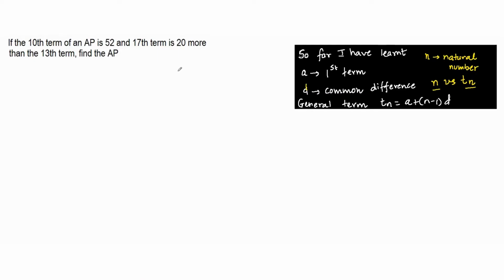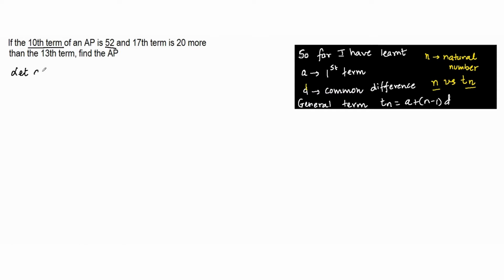In this session, we are now going to solve a few questions based on arithmetic progressions. Let us take care of the first question now. If the 10th term of the AP is 52, so let us underline what all is given to us. It's given that the 10th term is 52.